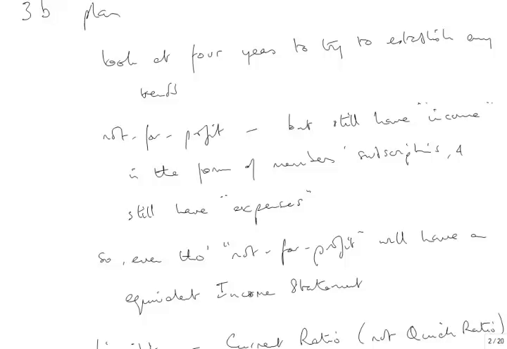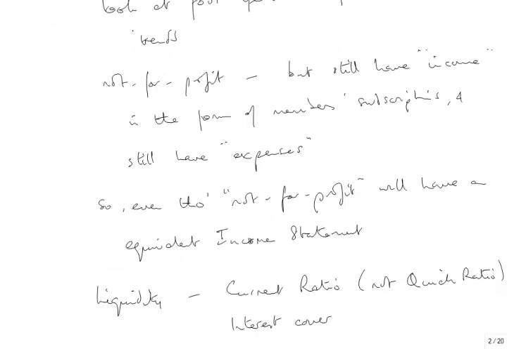Question 3, I've done a plan. Question 3 asks for, let me find it. Identify and explain ratios I would calculate to assist in determining whether I would advise that a loan should be granted. This is for a not-for-profit organisation, a sports club, looking for a loan to build an extension. My plan is going to say, look at 4 years to try to establish any trends. It's not for profit, but it will still have income in the form of member subscriptions, and it will still have expenses. So even though it's not for profit, there will still be the equivalent of an income statement.